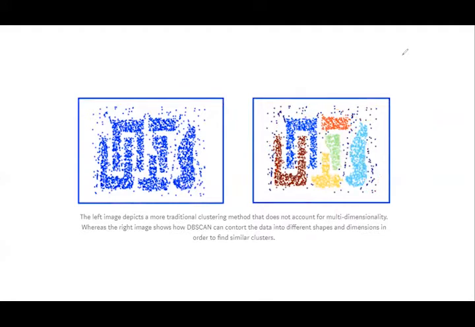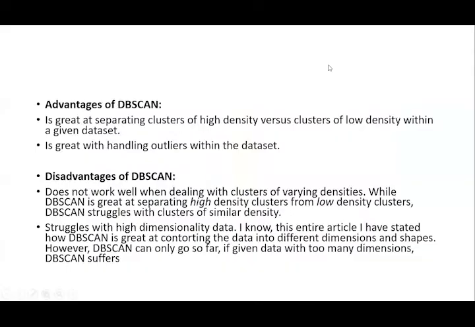Now, as we go ahead, guys, I'll also show you some of the advantages of DBSCAN. It is very good at separating clusters of high density, because we are considering two things, that is epsilon and the minimum points that should fall within the boundary. It is very good at separating clusters of high density from clusters of low density. It also well defines the noisy points, and it is great at handling outliers, which are the noisy points within the data set.